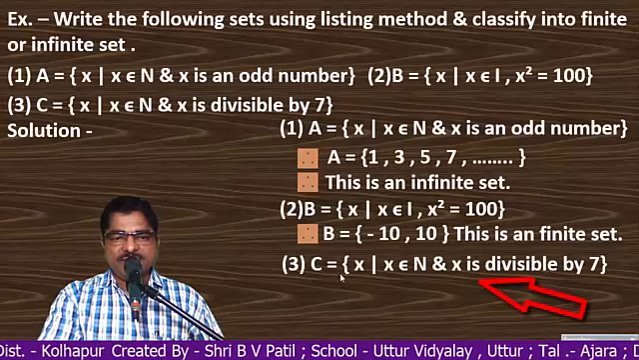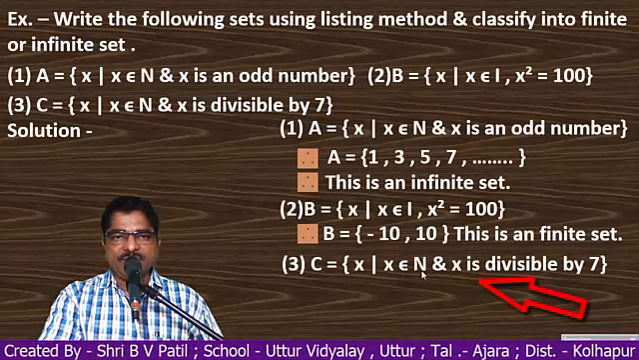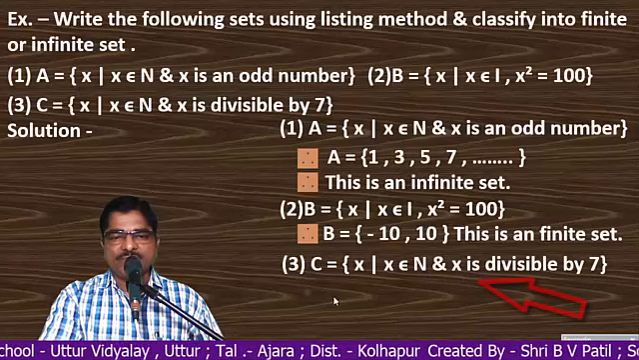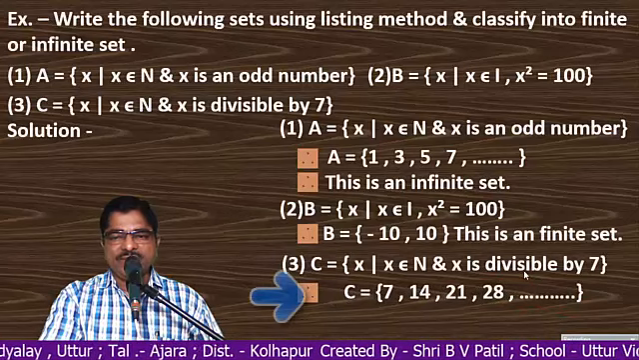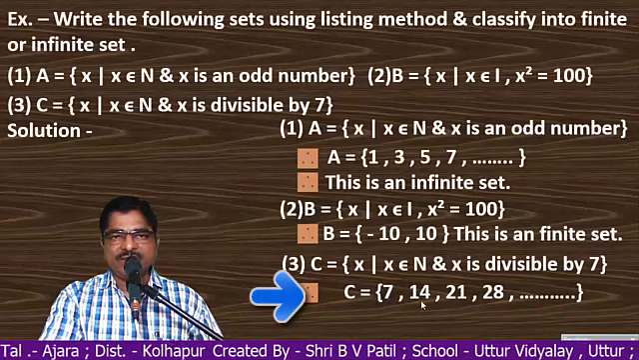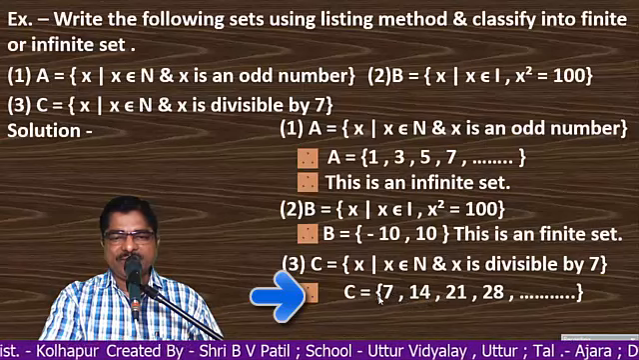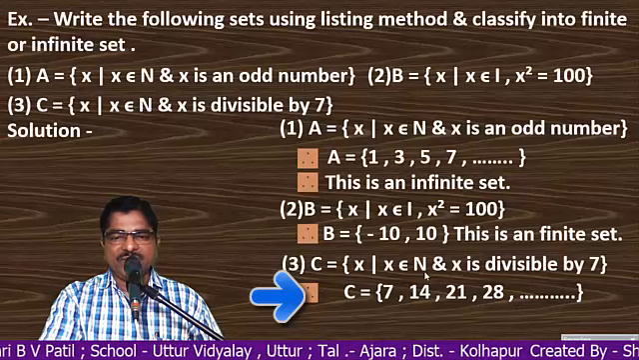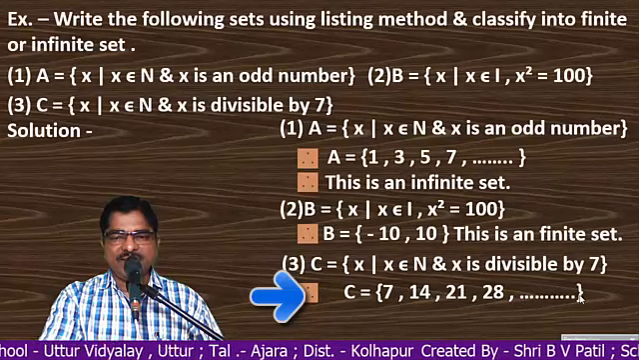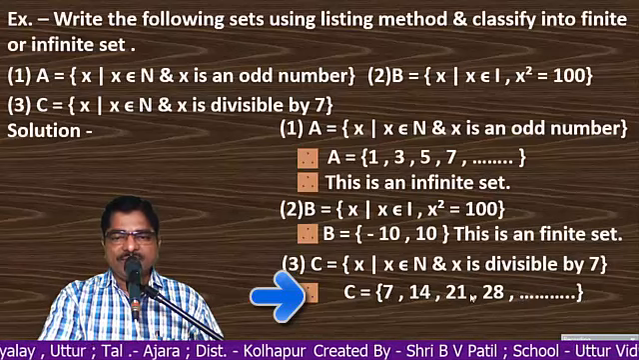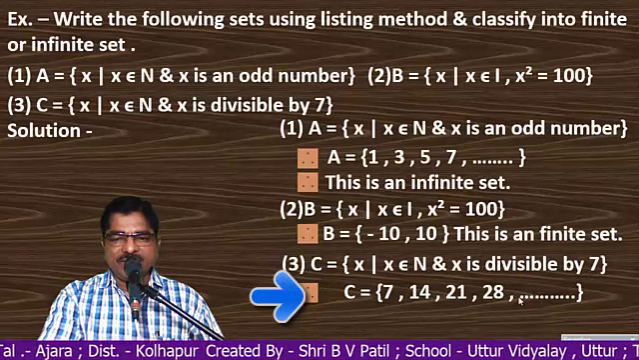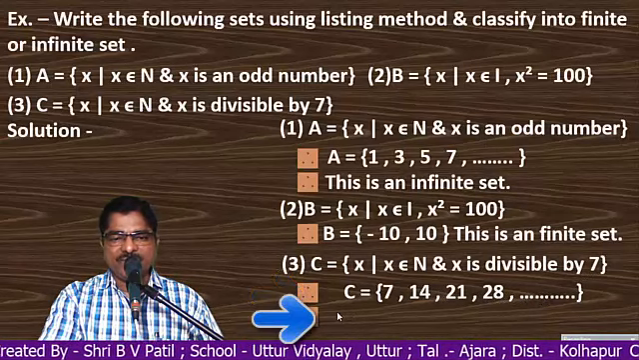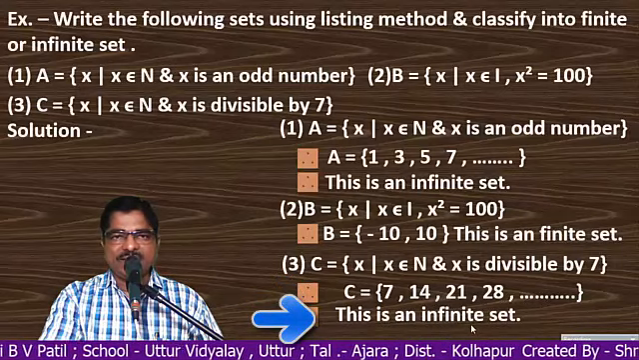Then next, C is equal to x belongs to N, meaning natural number, and x is divisible by 7. Therefore C is equal to, divisible by 7 means multiples of 7: 7, 14, 21, 28 and so on, because these are natural numbers and these are unlimited numbers. And these numbers are divisible by 7. Here we cannot count, this is uncountable. Therefore this is an infinite set.